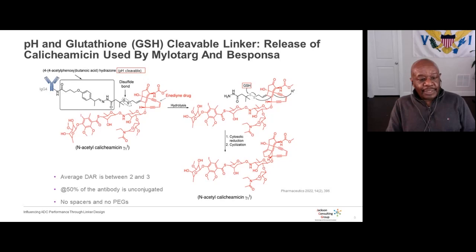And 50% of the antibody is unconjugated. This is unusual because of the simple fact that 50% of your antibodies is unconjugated. That means 50% of your antibody is going to be working against your ADC. And we also notice here there are no spacers and there's no PEGs. So conjugation conditions using this type of technology really are going to play an important role of maximizing the effectiveness or the CMC properties of your ADC.